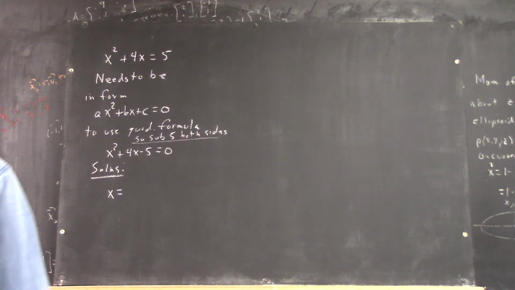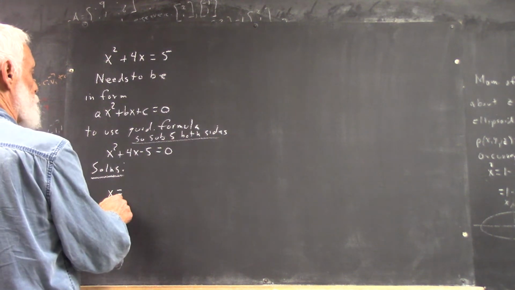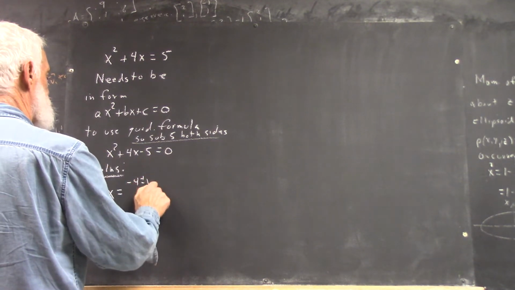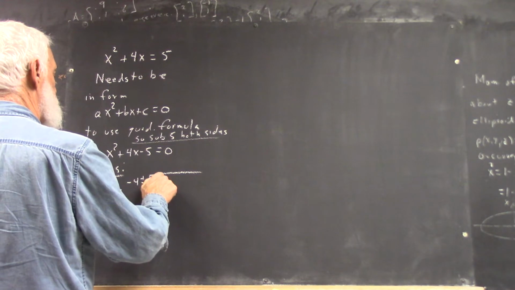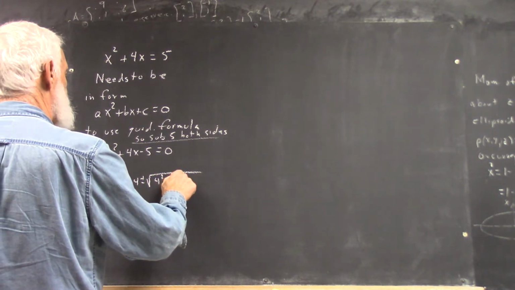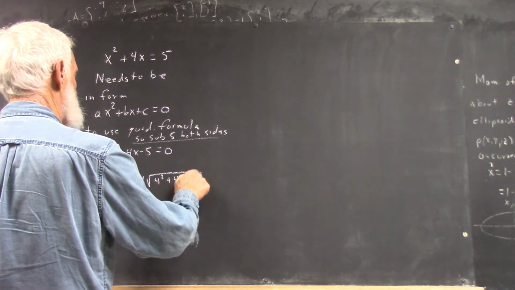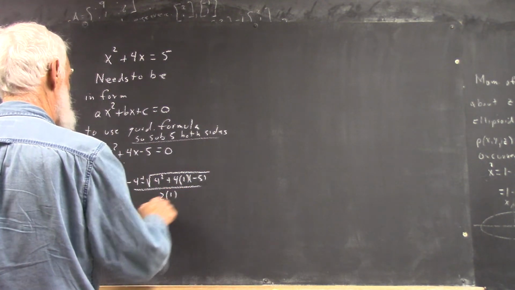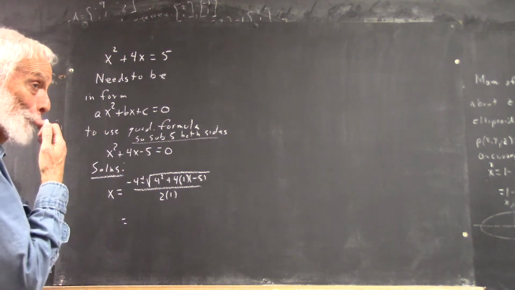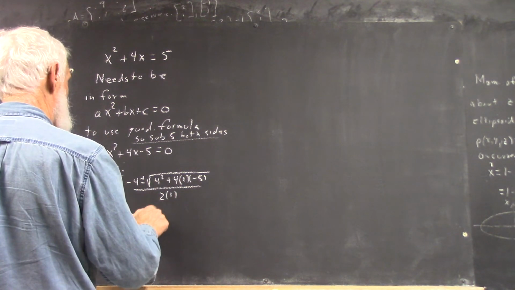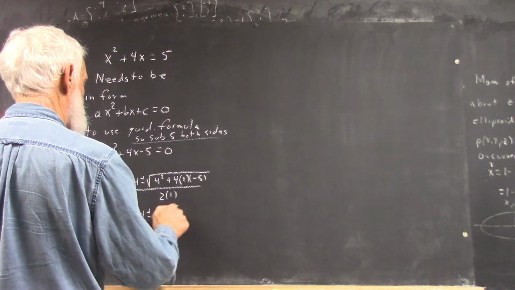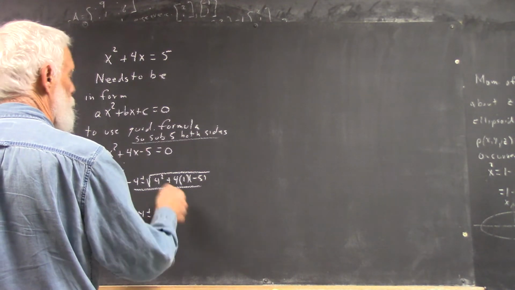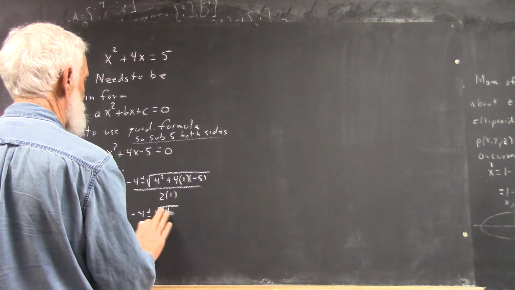Okay, so we see easily enough that x solutions are going to be x equals negative four, because that's your b, plus or minus the square root of four squared, which is your b squared, plus four times one times negative five, all over two times one, and you have that, okay? So that's going to be negative four plus or minus the square root of four. Not negative four, no. I got negative four.